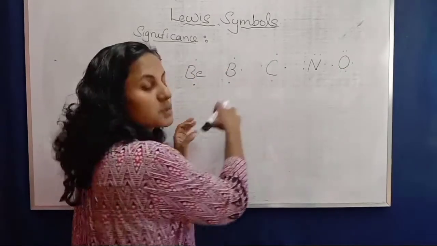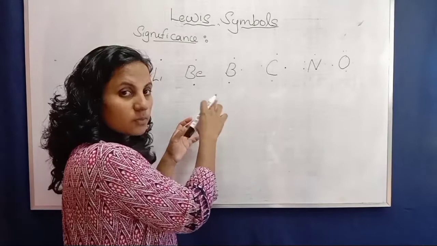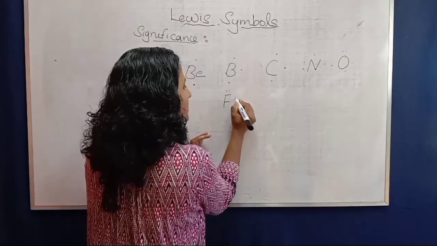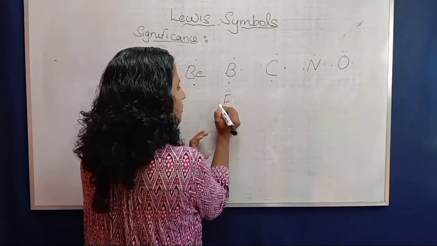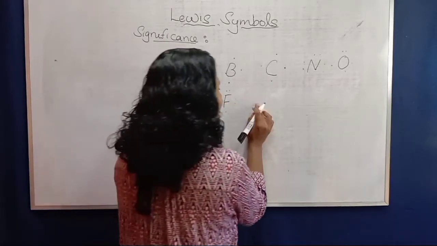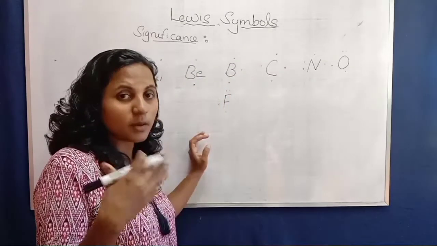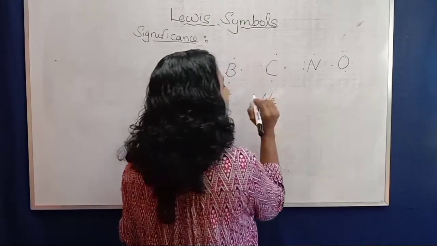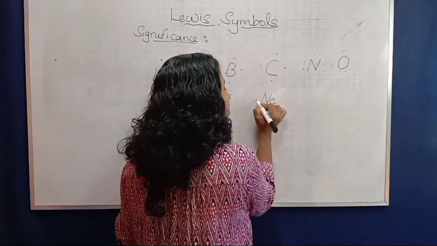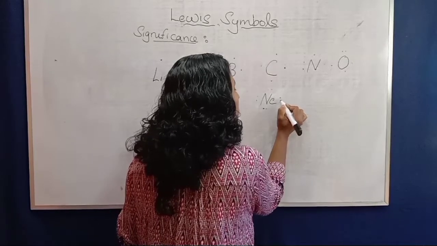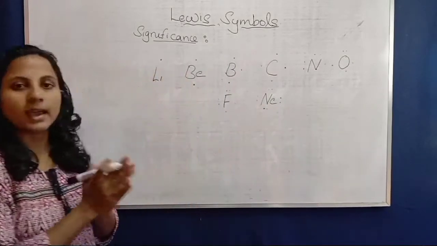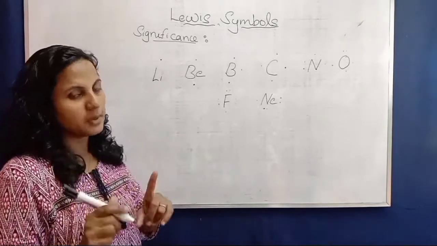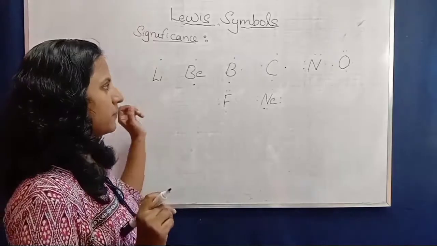What comes as the next atom in the second row? Come on. Fluorine. Very good. Fluorine: how many electrons? 1, 2, 3, 4, 5, 6, 7. The last one is? Come on, tell me. Neon. How many electrons? It contains 8 electrons in its outermost shell. I have now written all the Lewis symbols of the second row elements.